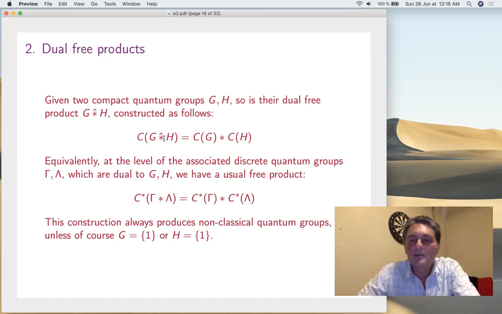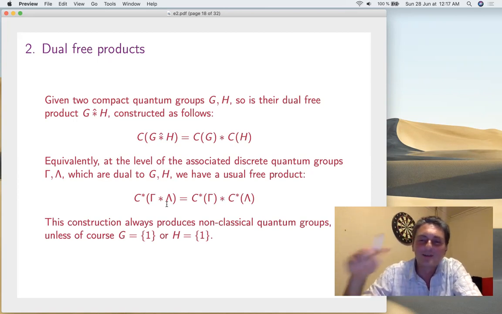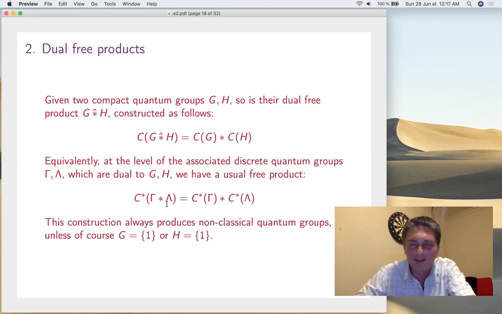At the level of the associated discrete quantum groups, we use just the star notation because it's a free product. Okay, so a bit subtle here. Actually, the inventor of these things, Shuzhou Wang, actually messed up the definition. He called them free products. Well, anyway, that's the modern notation and terminology. And this is interesting too, because if you plug in anything different from 1 and 1, you'll get something non-classical.